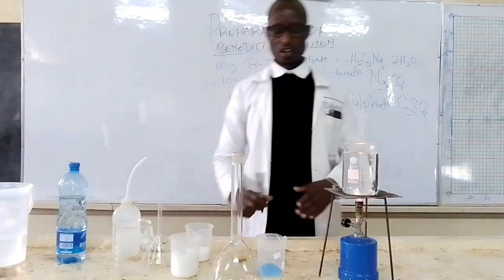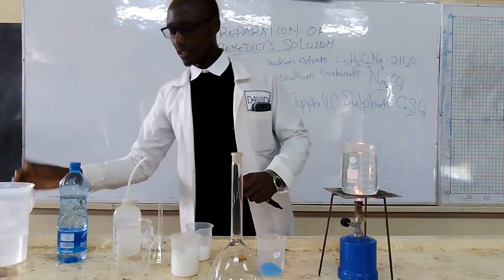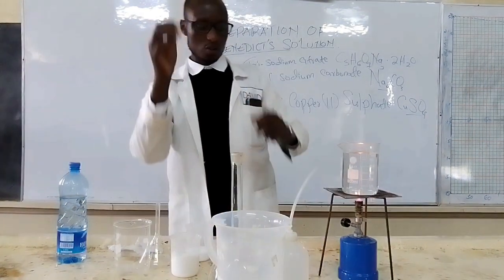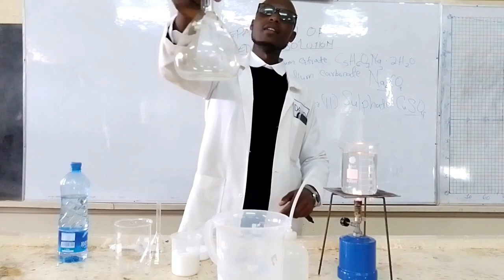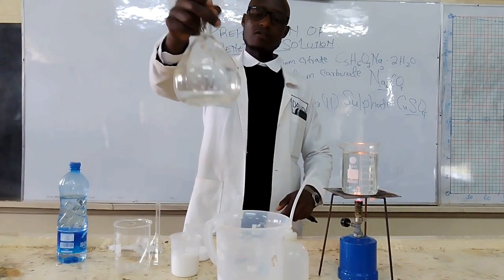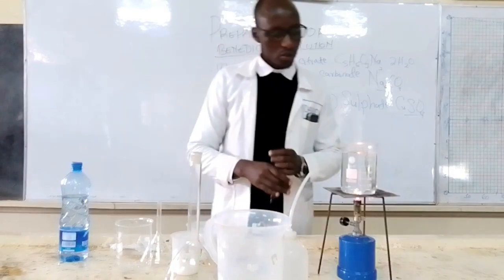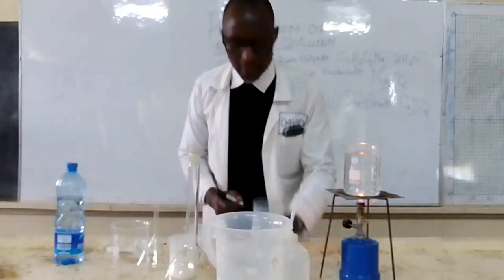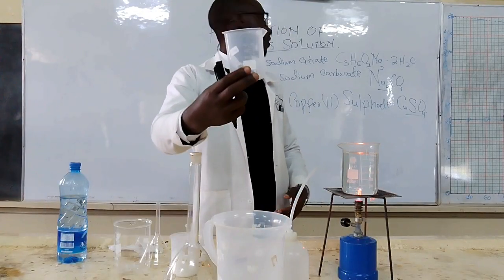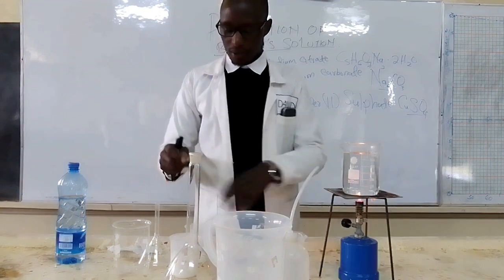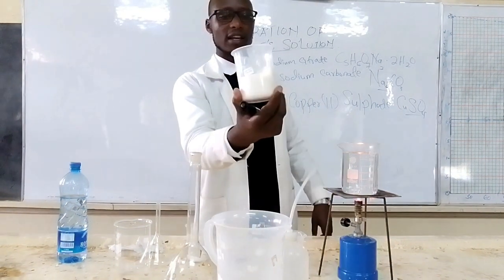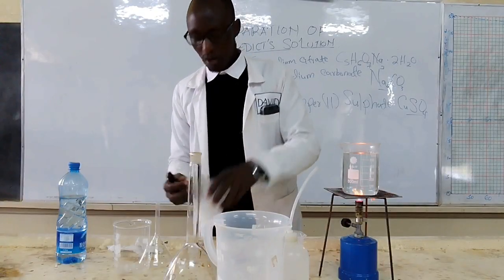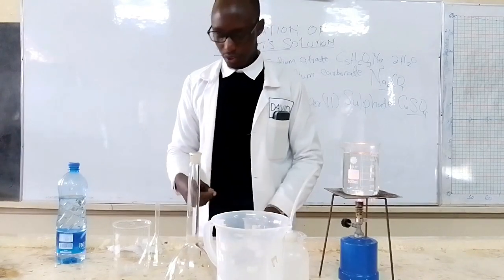Other requirements that are commonly used: we are going to require distilled water. We are going to use also a 1000 ml volumetric flask. Remember, we are going to prepare 1 liter. So we have some source of heat and some boiling water here. We have 17.3 grams of copper 2 sulfate, 173 grams of trisodium citrate, and 100 grams of sodium carbonate.